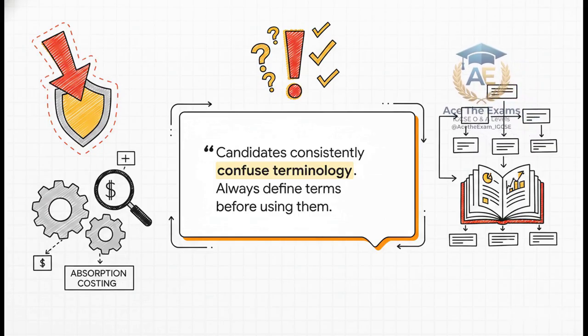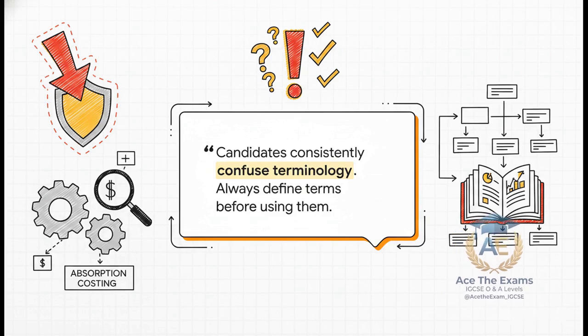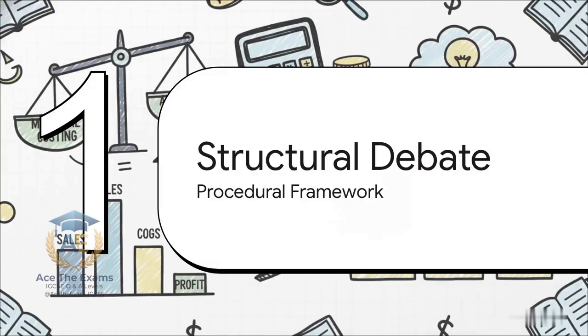If you're writing an extended response advising a board of directors whether to use marginal or absorption costing for a special order decision, you absolutely must define the terms you're basing your argument on. Before you analyze the impact, explicitly state it. Say something like, marginal costing only considers variable costs relevant for short-term decision-making, whereas absorption costing includes a share of fixed overheads. Just setting that clear definitional baseline proves to the examiner that you are operating from a foundation of totally secure knowledge.